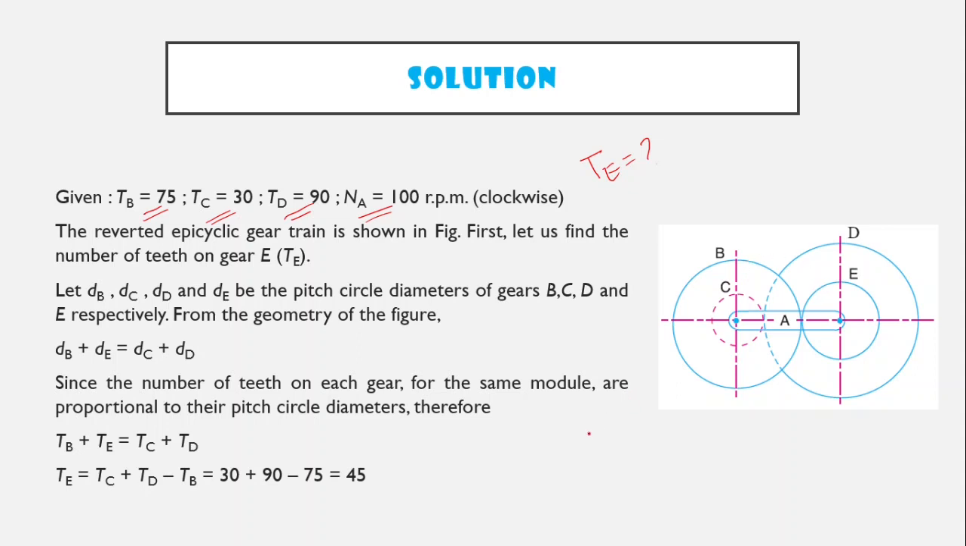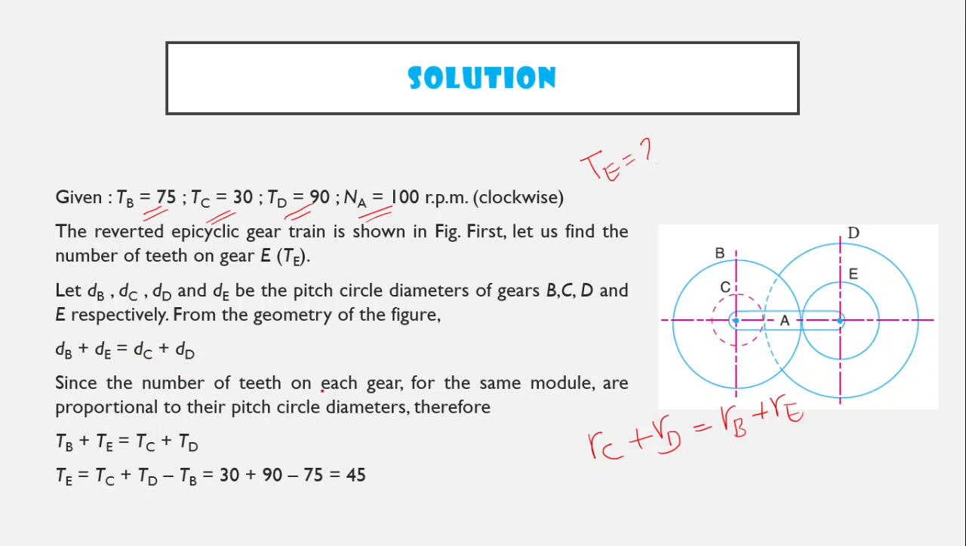That means the radius of C plus the radius of D, that is, this center to center distance, must be equal to the radius of B plus the radius of E. That is the condition. Then instead of the radius, we can use the diameter also. Then dB plus dE is equal to dC plus dD.